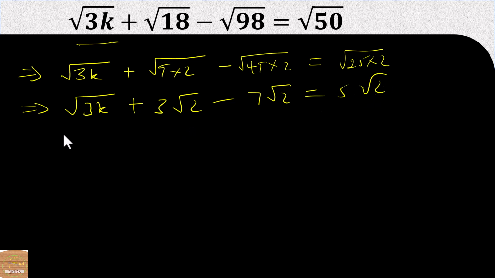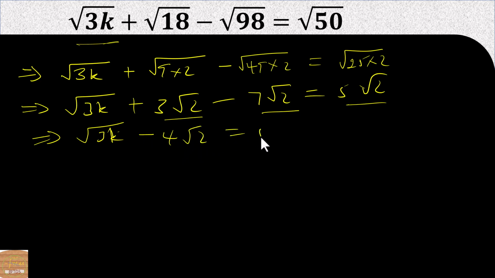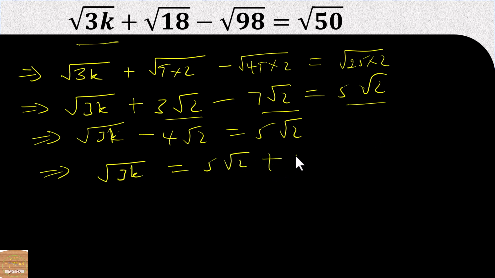All right, so let's look at this one carefully. So let's group them one side, and of course this one will give me minus 4√2, 5√2. So we have, now let's send this one to this side. 5√2 plus 4√2. Okay, so on my right hand side I'm getting 9√2.